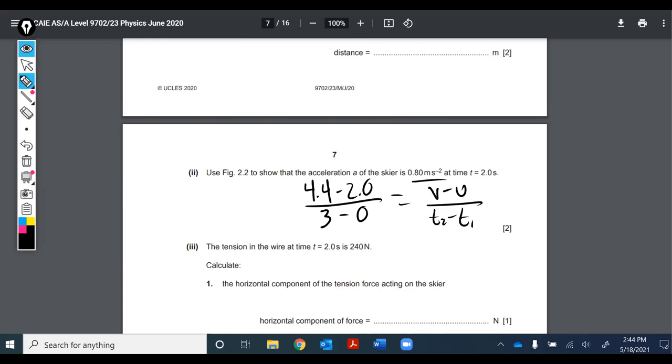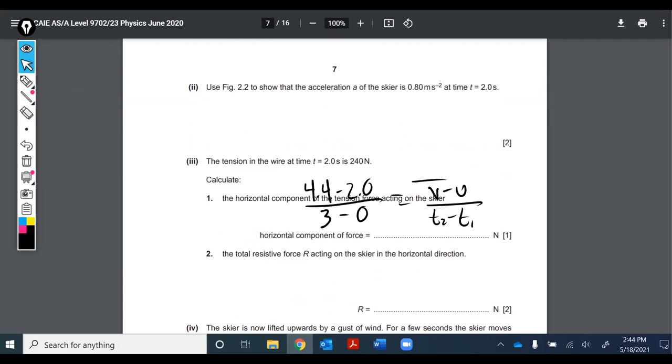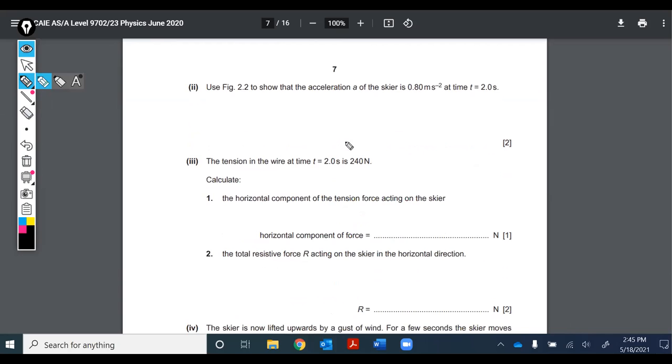It says the tension in the wire at time 2 seconds is 240 newtons. Calculate the horizontal component of tension acting on the skier. So let's clear that. At 2 seconds, this is where we just calculated, we know that the acceleration is 0.8 at that time. There's tension in the wire. The angle is 28 degrees. The tension is 240 newtons.